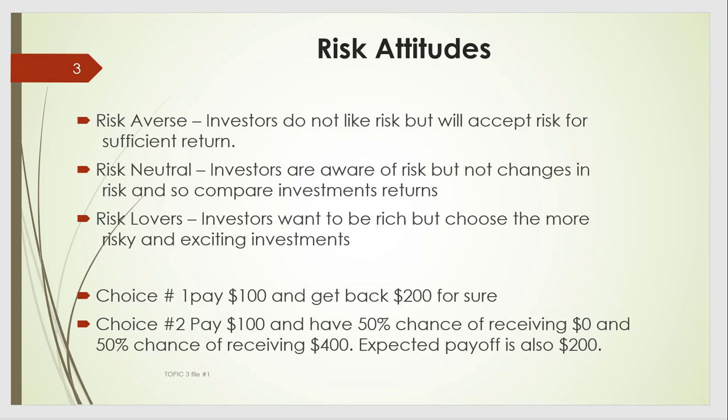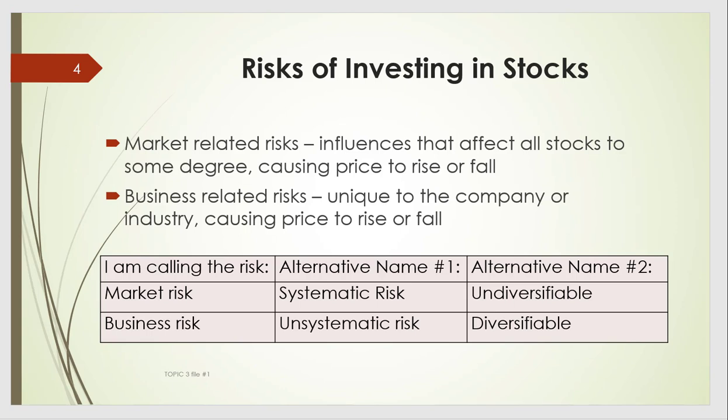Okay, let's talk about risks and categorize them into 2 categories. Let's call them market-related risks. These are things that influence the entire stock market. All stocks in the stock market are affected to some degree, causing prices to rise and fall. We've certainly seen a lot of this in the month of December of 2018. Business-related risks are kind of unique to the company or unique to the industry, but the rest of the economy, the rest of the stock market is not affected. Business risks also cause prices to rise and fall. I'm calling these risks market risk and business risk.